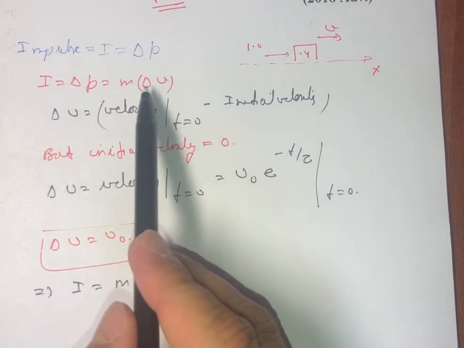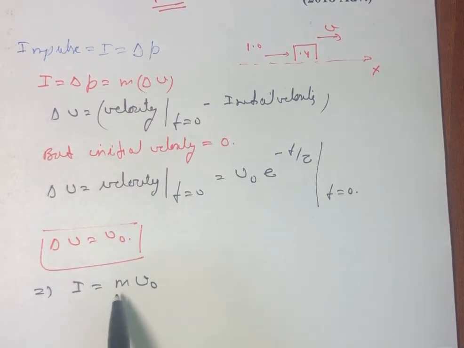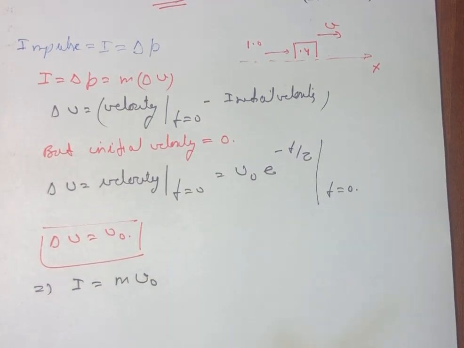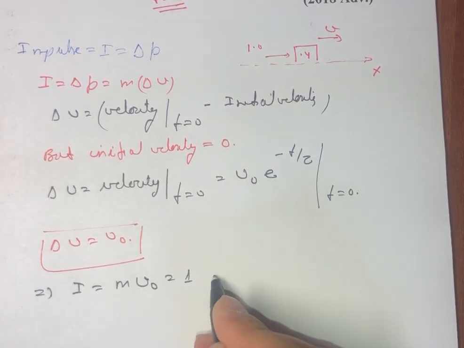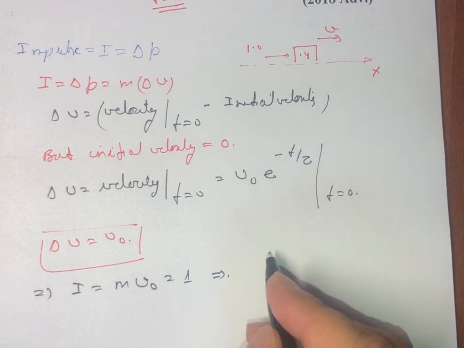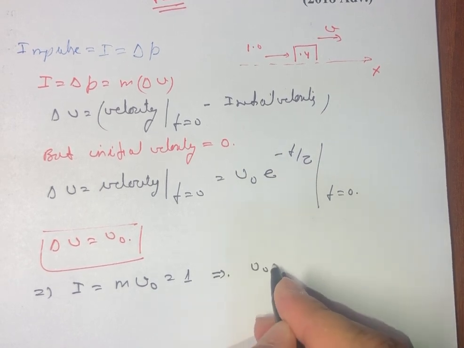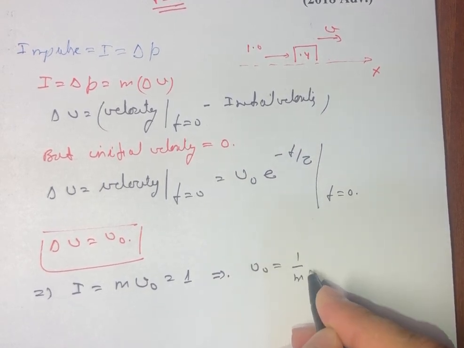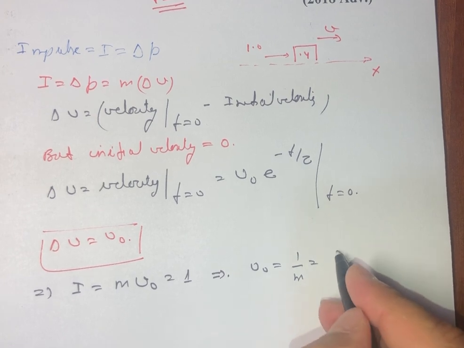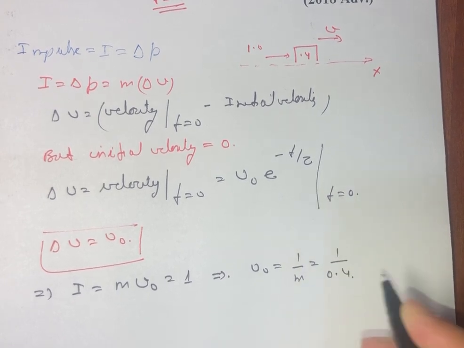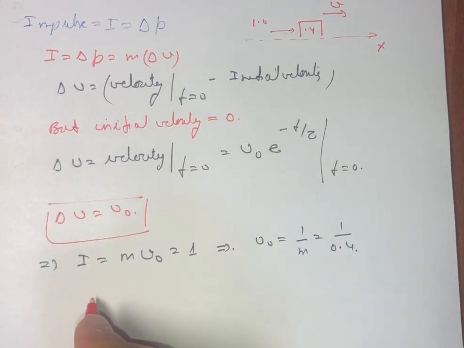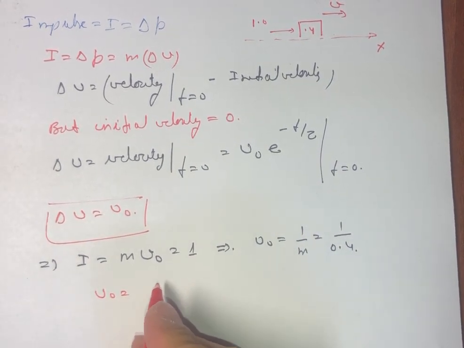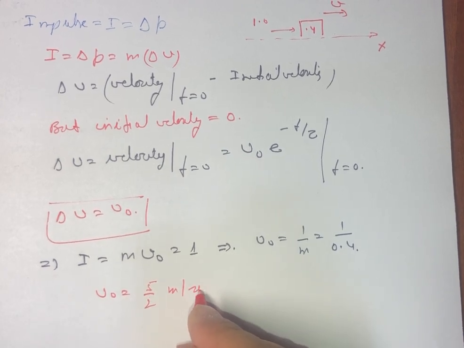Substituting, we get I is equal to m v naught, and impulse is given as 1. So from here v naught is equal to 1 upon m, where mass is given as 0.4 kg. Therefore, v naught is equal to 5 upon 2 meter per second.